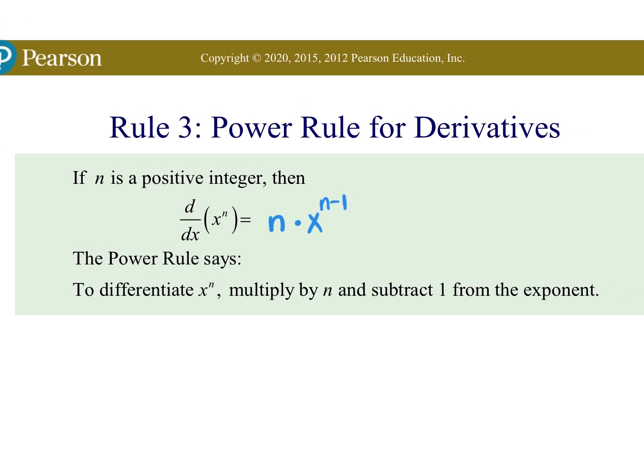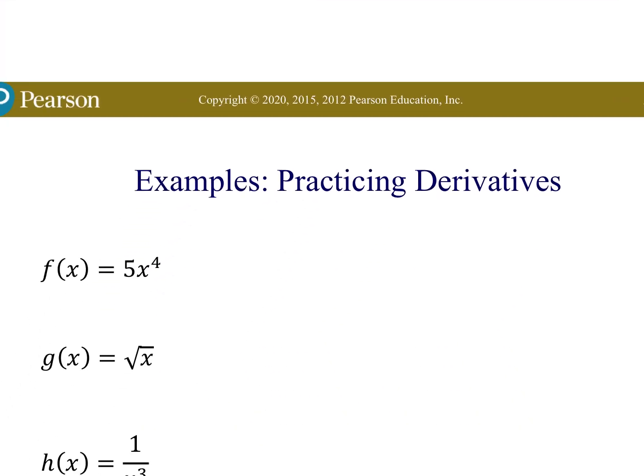So you multiply by the coefficient of the power, and you always lower the power down by a value of 1. This is the shortcut to doing the limits. So let's practice that.